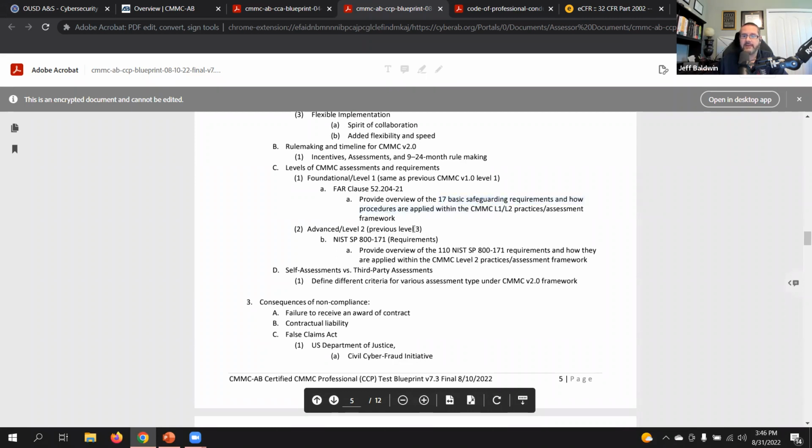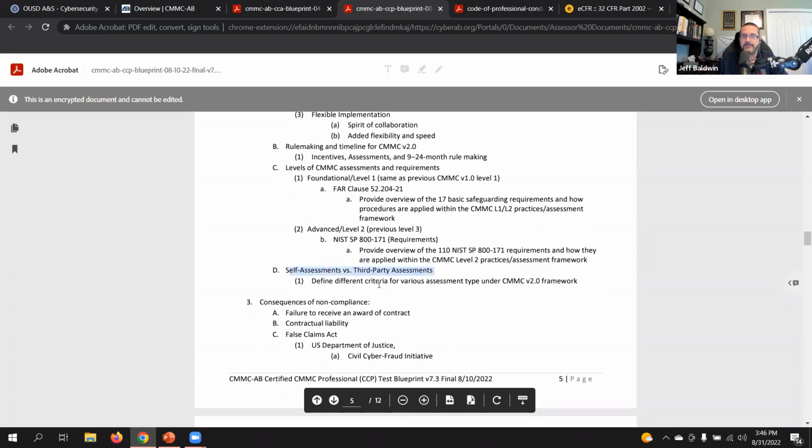Level 2, previous level 3. Under 1.0 it was level 3, under 2.0 is now level 2, and that's the advanced level. That's where the 800-171 is, and that's where you want to assess using the level 2 assessment guide.